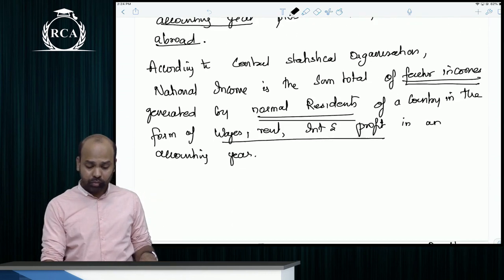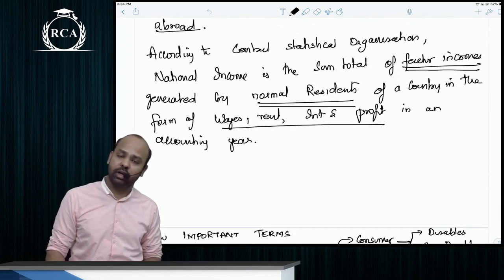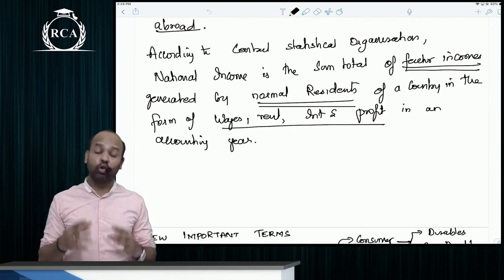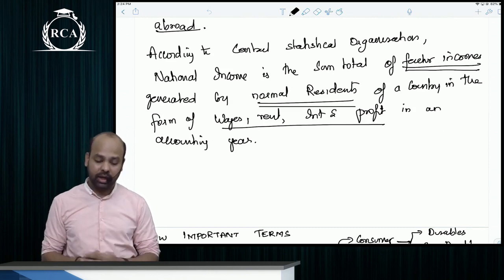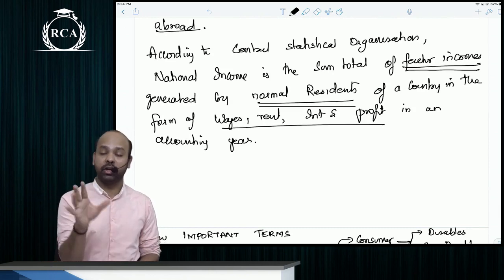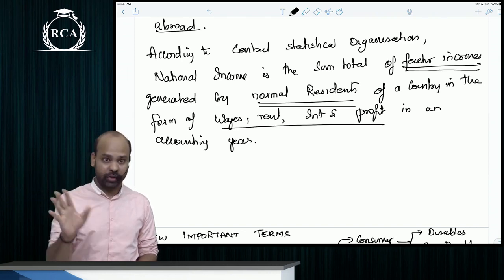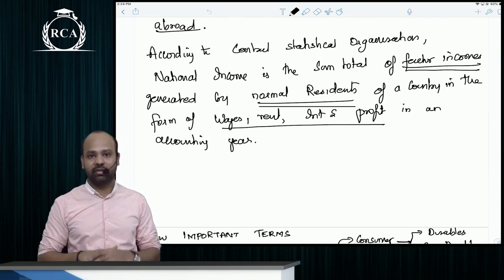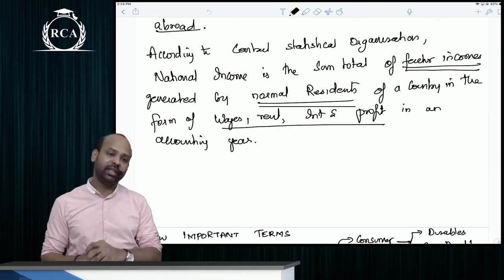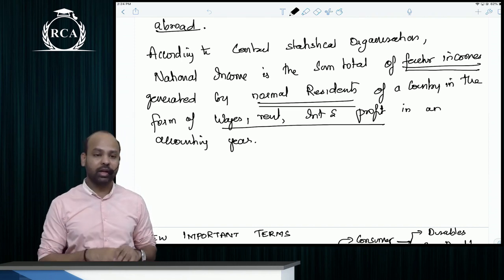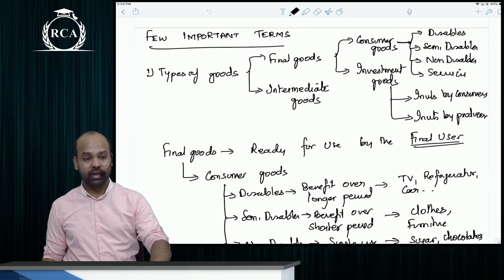And according to the Central Statistical Organization, national income is a sum total of factor incomes generated by normal residents. When you use the word normal residents, you're talking about national product, not domestic product. So generated by normal residents of a country in the form of wages, rent, interest and profit in an accounting year. I will be discussing a lot of things here.